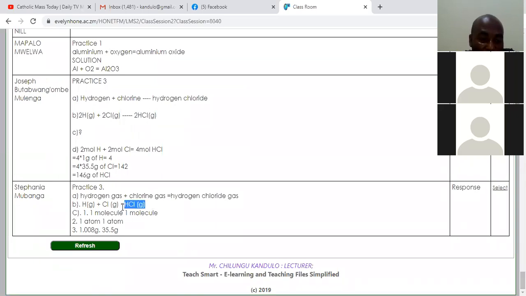So do not forget. We just write as H2 plus Cl2 giving us 2 HCl. So the only thing that you balance is the last. Guys, these things work very well just by inspection.